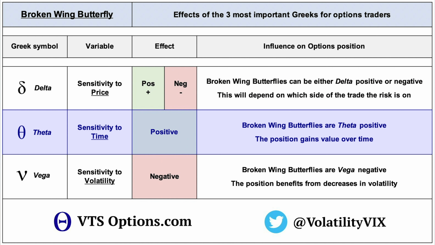With respect to theta, broken wing butterflies are still theta positive, meaning they do gain value with the passage of time. And vega is the same as well, vega negative.